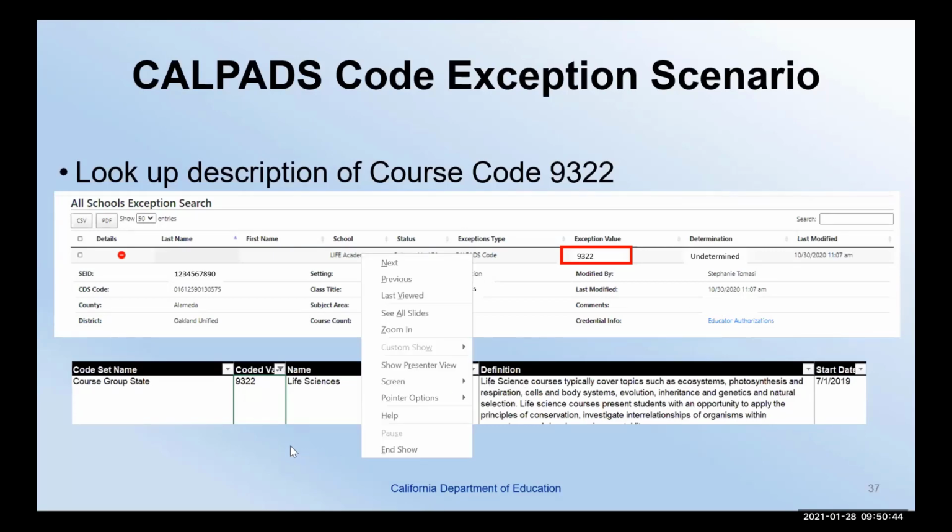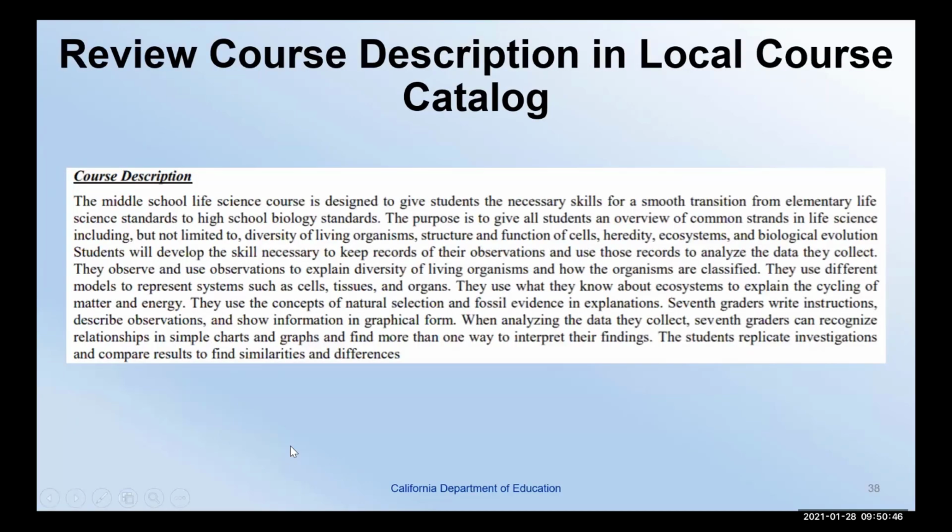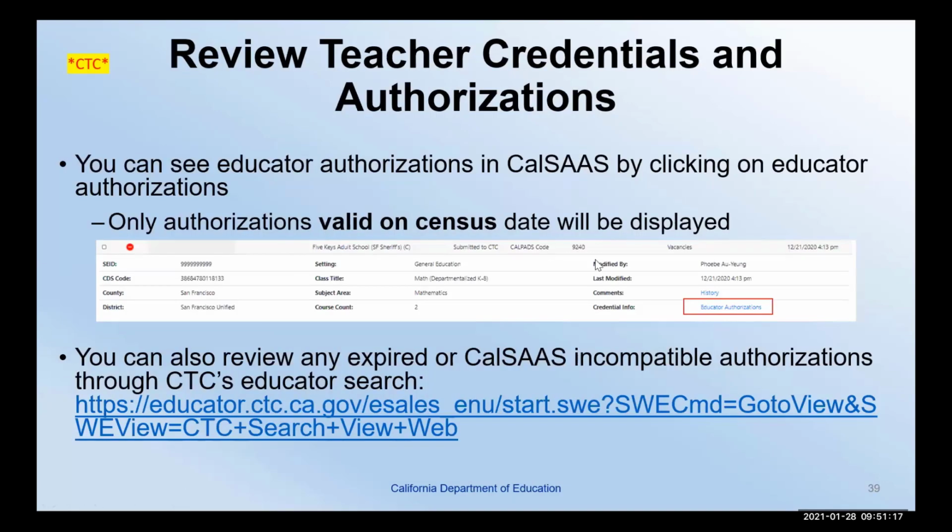Then the second thing, as we pointed out earlier, is to go back to your master course catalog to verify that this particular course actually is representative of what we describe at the state level as life science. In this case, it looks like that was the appropriate selection, 9322. Then you'll want to check the authorizations the educator held on census date.